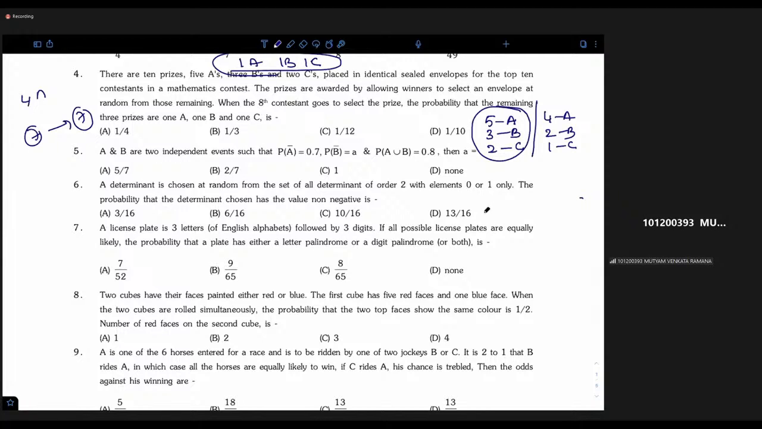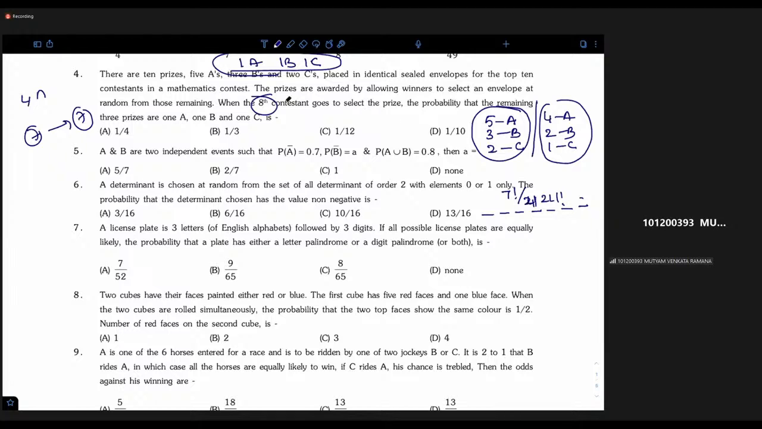One can only get 1, sir. Means the 8th contestant will only get 1. The 7 contestants will come in 4-1-2 ways. Actually, we did it with 7 factorial by 2 factorial into 4 factorial into 1 factorial. And now, out of 10 people getting all the items, no?